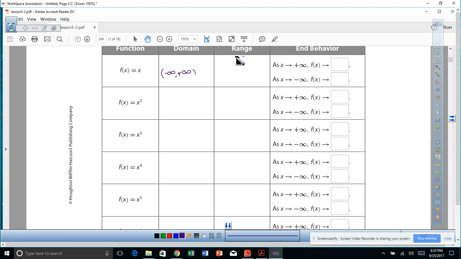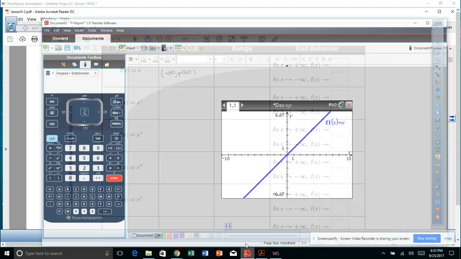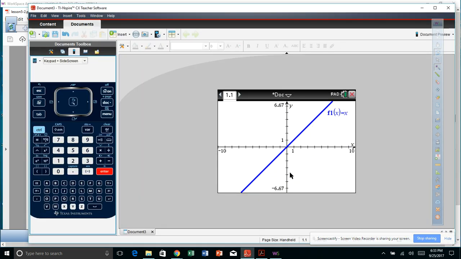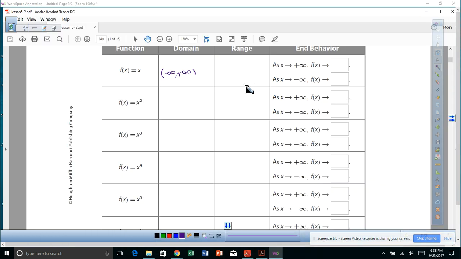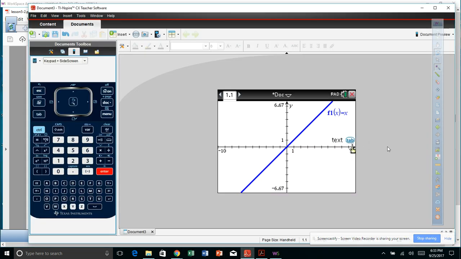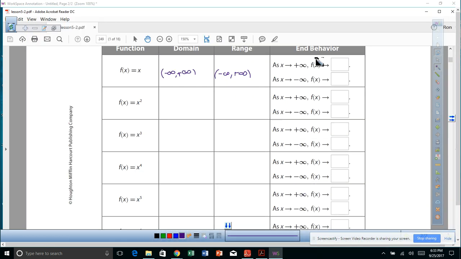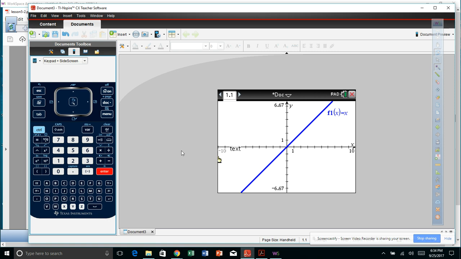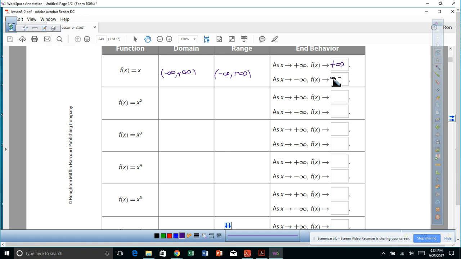All right. And then the range, the domain is the x values it covers, and the range is the y values. It covers all the y values. So that's going to be negative infinity to positive infinity. The end behavior, as x gets out here and approaches positive infinity, f of x approaches positive infinity. As x approaches negative infinity, as x gets out here and approaches negative infinity, f of x approaches negative infinity. All right, good. Now let's try x squared.